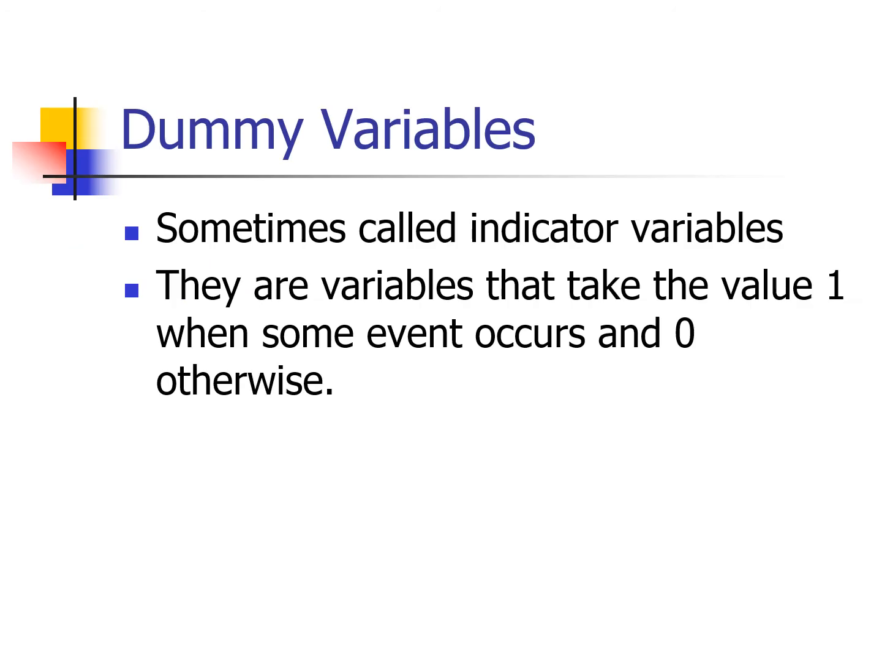So dummy variables are sometimes referred to as indicator variables, sometimes, I guess more charitably, referred to as indicator variables. They are variables that take the value 1 when some event occurs and 0 otherwise. So a dummy variable is just a 0, 1 variable. Any variable that takes the values of 0 or 1, we can call it a dummy variable, or we can call it an indicator variable.